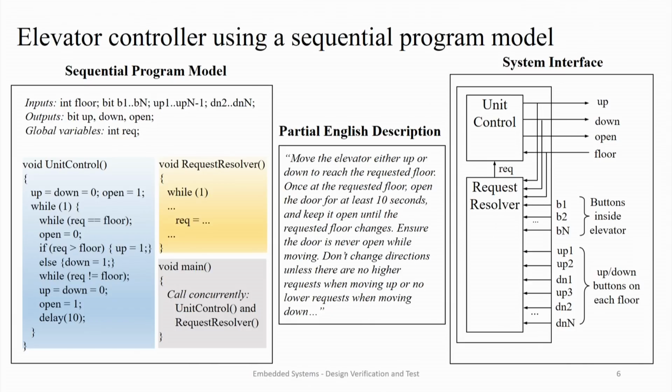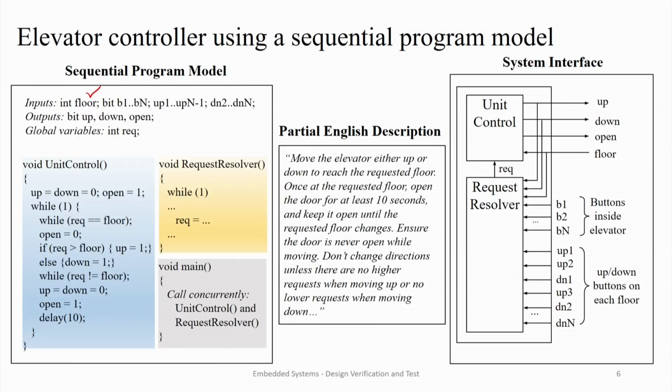Here we see that we have a data input floor. This data input floor will be provided to the embedded controller from the physical system. So, whenever the lift is moving or not moving, at any point in time the elevator controller, the embedded controller for the elevator, will have the knowledge of what is the current floor the elevator is in.